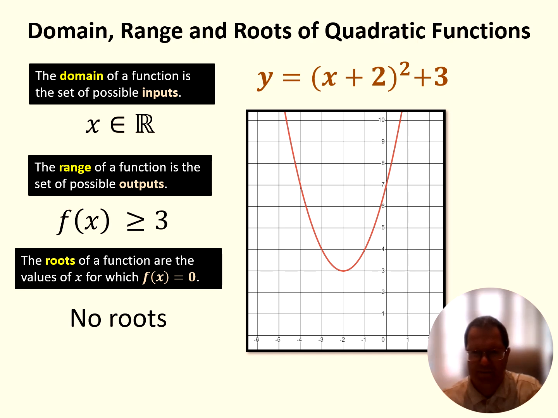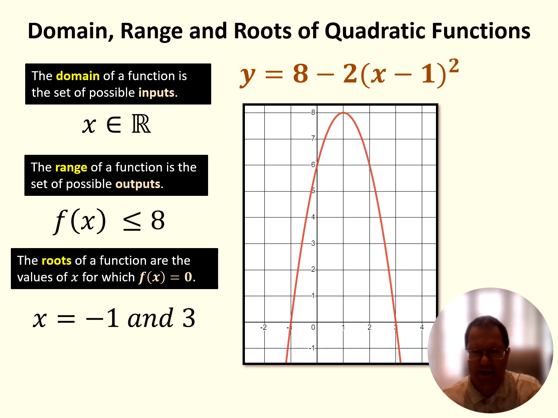Similarly, this is a negative quadratic, so it has a maximum point at 8. It's already in the completed square form, so that occurs when x is 1. The range is f of x is less than or equal to 8, and it cuts the x-axis at -1 and 3.